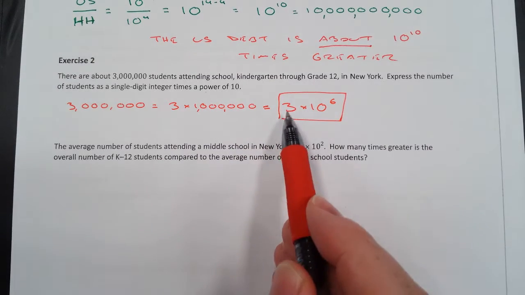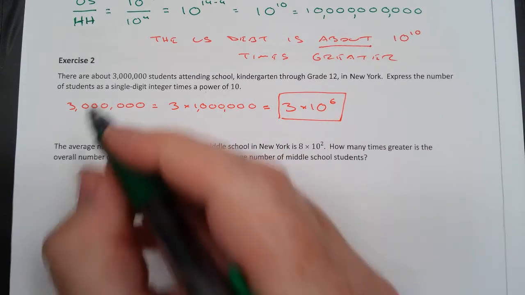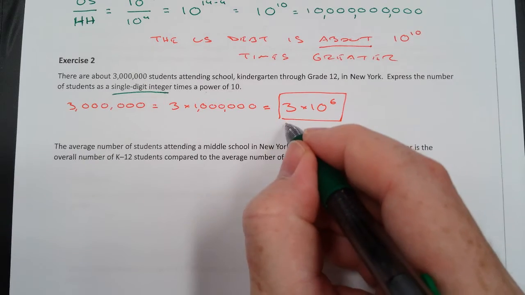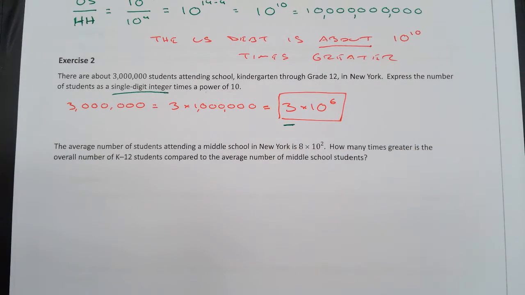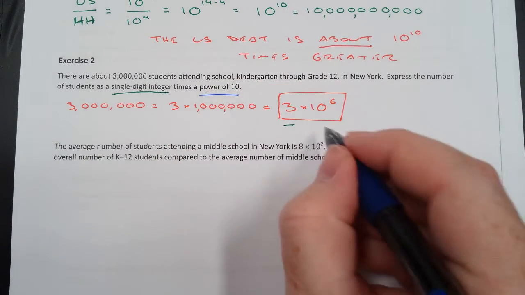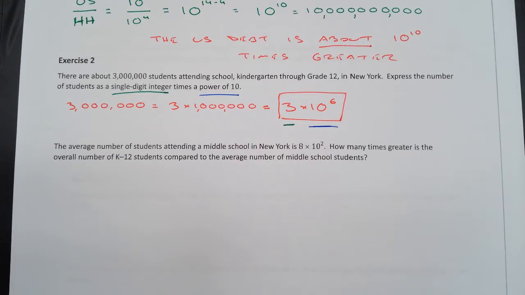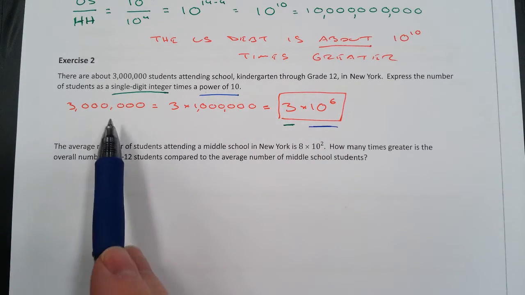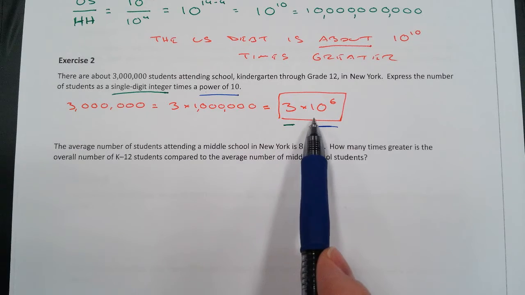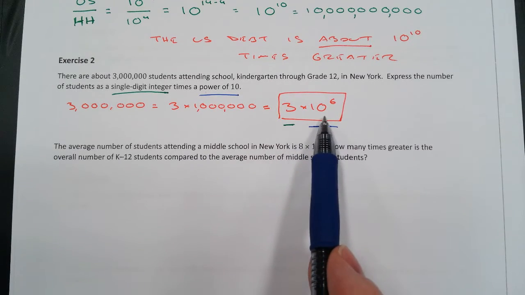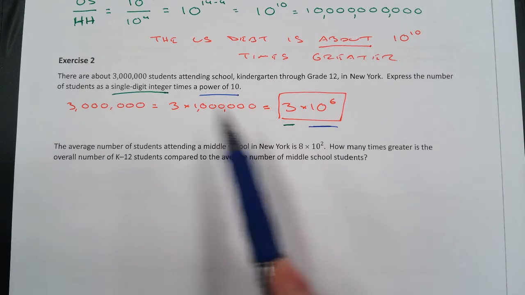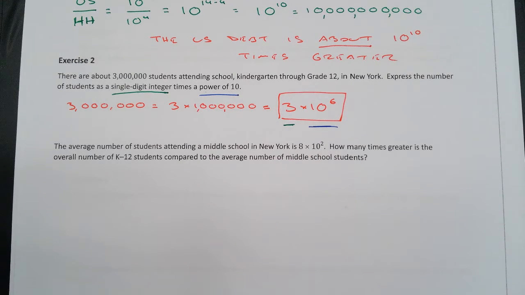We have a single-digit integer, which is 3, and a power of 10, which is 10 to the 6th. So we did exactly what it wanted. We changed 3 million to a single digit times a power of 10, 3 times 10 to the 6th. This is 3 million. This is also 3 million. Same number, 2 different ways to write it.